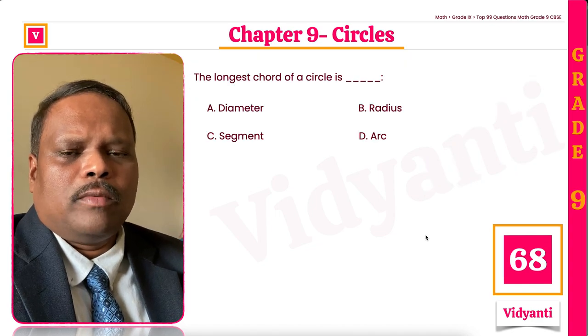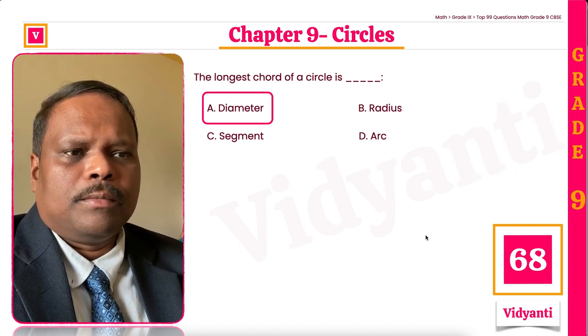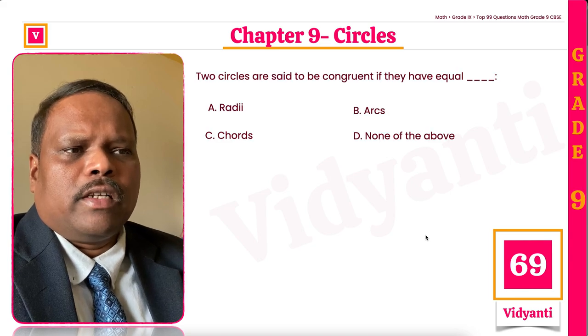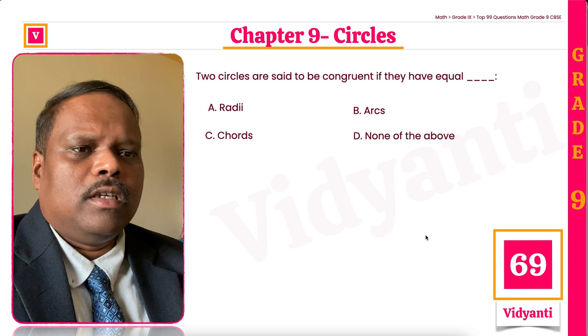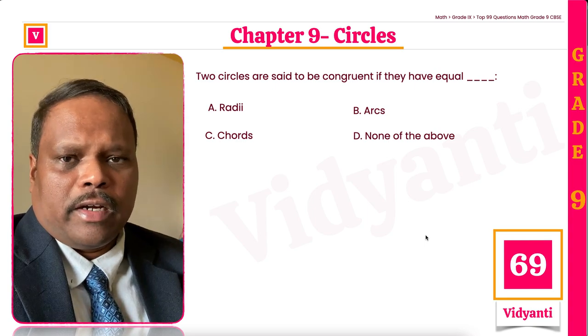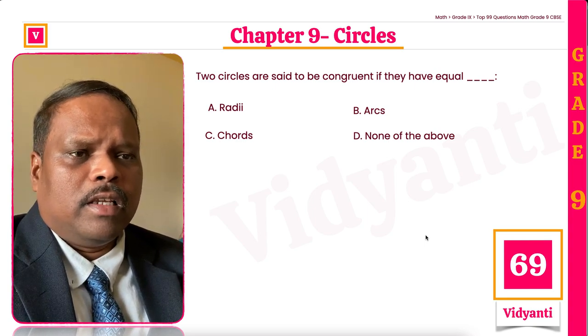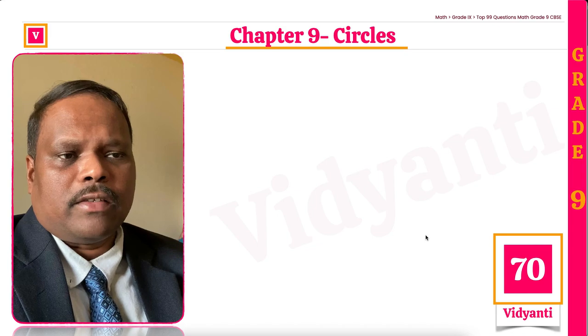The longest chord of the circle, well, it's a diameter. Two circles are said to be congruent if they have equal radii or equal diameter. Here chords and arcs are not the correct answer. They are variable. They can be anything. So radii is the correct answer.